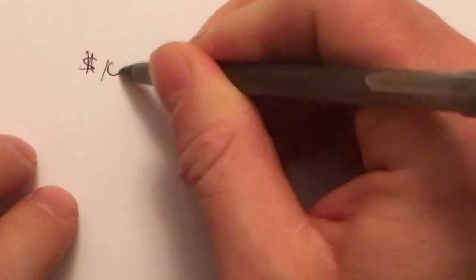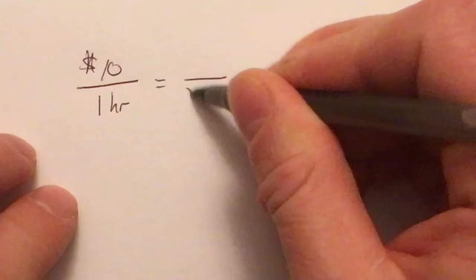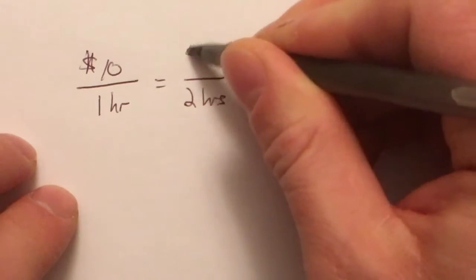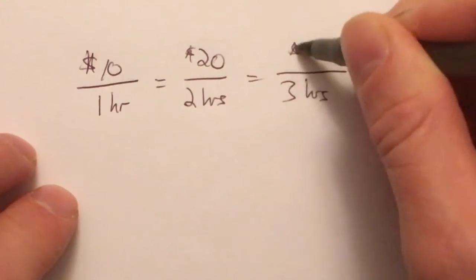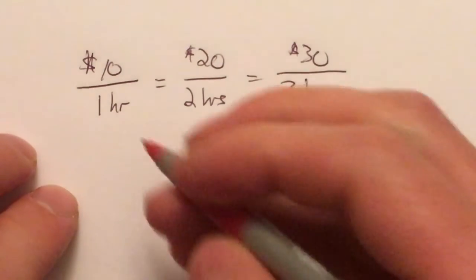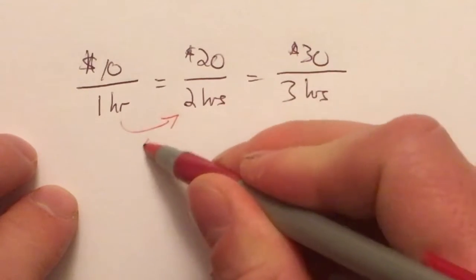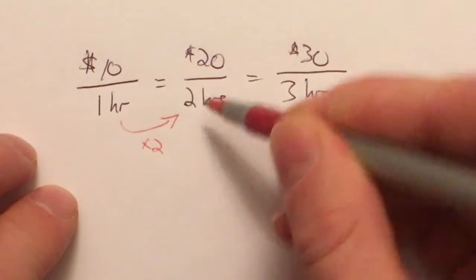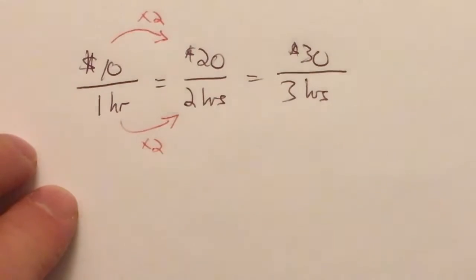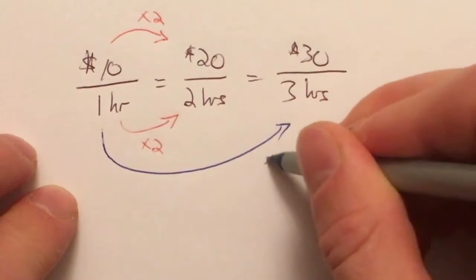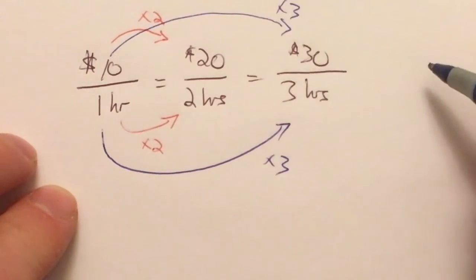If you get paid $10 for 1 hour of work, then for 2 hours of work, you should get paid $20. And for 3 hours of work, you should get paid $30. And there are a couple of things going on here. First of all, you should notice that when you multiply 1 hour times 2, you get 2 hours. And when you multiply $10 times 2, you get $20. And also, if you multiply 1 hour times 3, you get 3 hours. Multiply $10 times 3, you get $30.